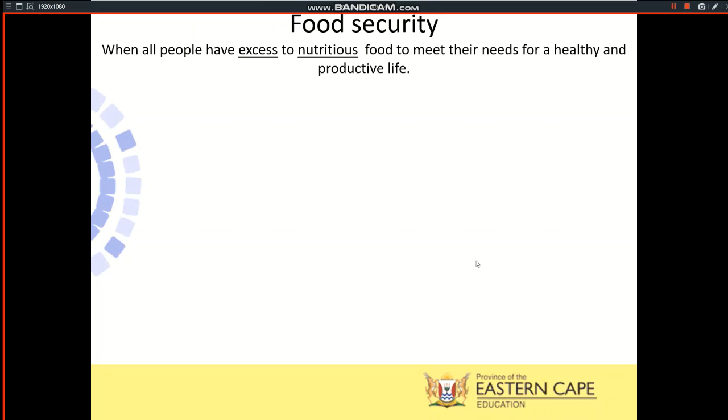Now we come to a very important aspect, and this is food security. Learners, you need to know the definition of food security. It means when all people have access to nutritious food to meet their needs for a healthy and productive life. This means everybody should have enough nutritious food to be able to have a healthy and productive life. And that is what we call food security.